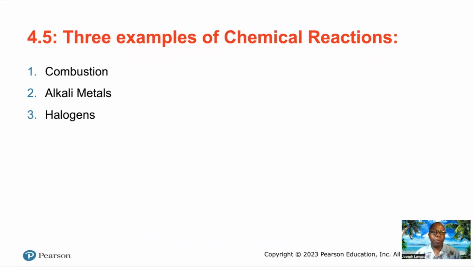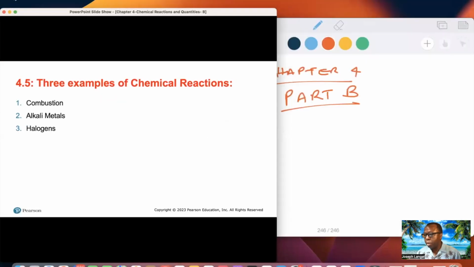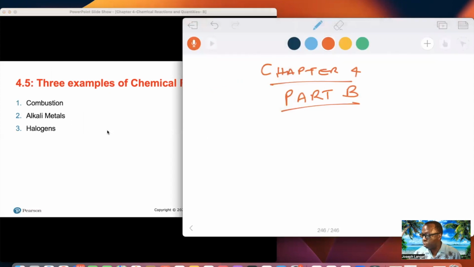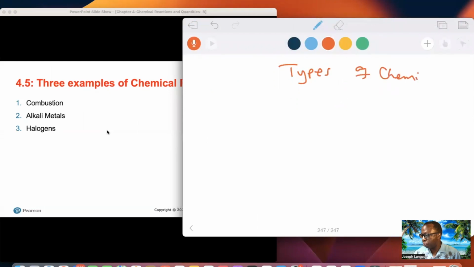Fast forward to 4.5, three examples of chemical reaction. All right, let me just minimize this so that I can highlight also the types of reaction you should be careful with, or should read on. Here, say types of chemical reaction. There is a combination reaction. You need to read that.